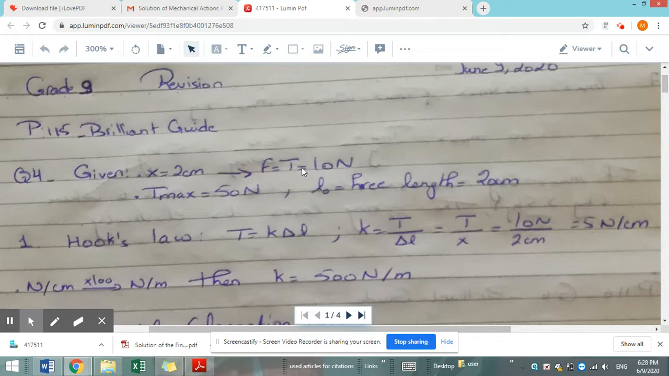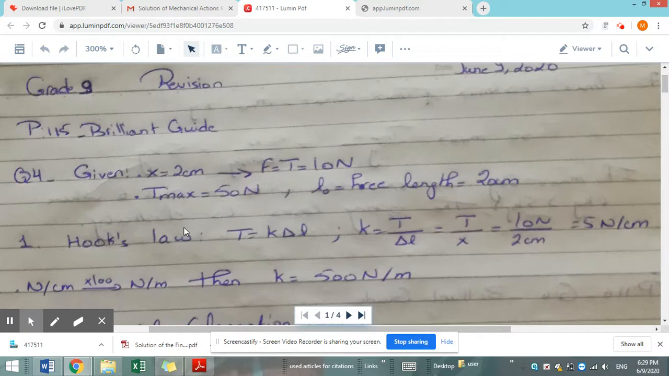Knowing that the maximum force that can be applied to its free extremity is 50 Newton and its free length without being elongated nor compressed is 20 centimeter, and this is the free length, the initial length of the spring. Number one, they're asking us to calculate in Newton per meter the stiffness of the spring.